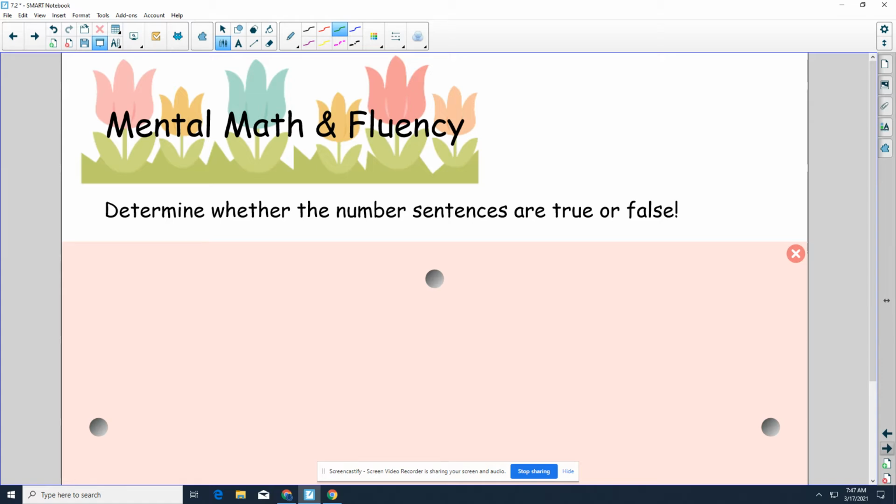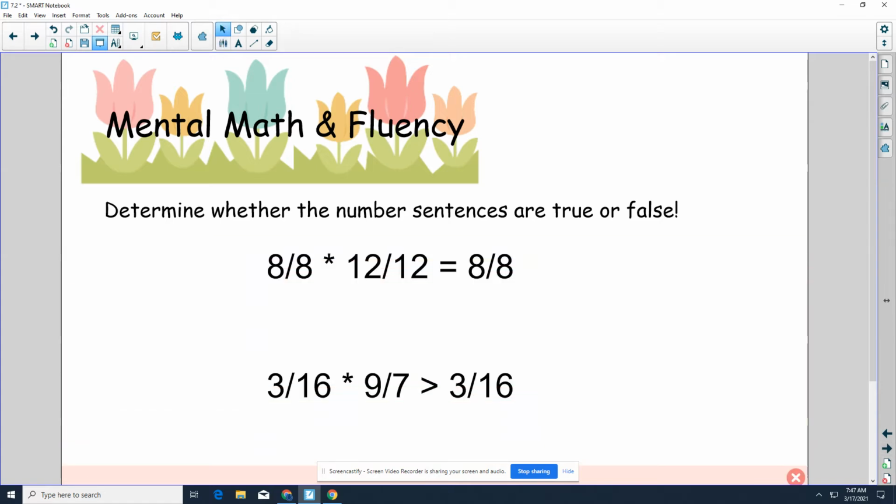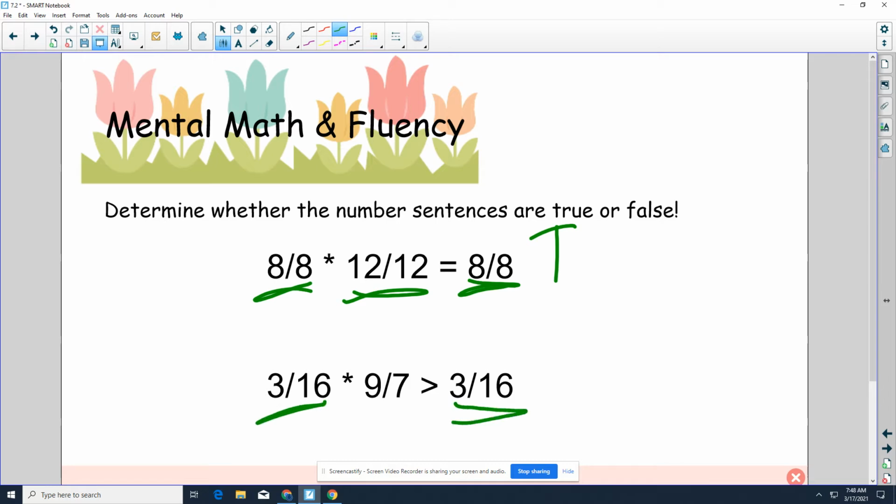And then one more round here. Let's take a moment, see if you can figure these two out. Hopefully you had a chance to look and think about those. I see here I have 8/8, which is equal to 1, multiplied by 12/12. I know that factor is equal to 1, so it's essentially saying 1 times 1, and it would be equal to 1. So that is a true statement. Look at this one. I have the factor 3/16, and I'm comparing to 3/16. I know that 9/7 is more than 1, so it would be greater. So that would be a true statement.